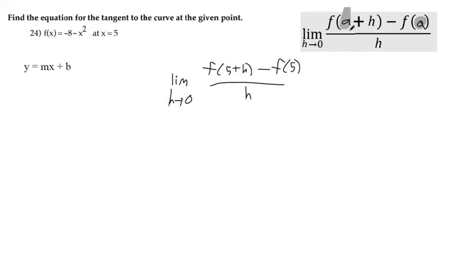Okay, so I plugged in 5 for a. This notation says plug 5 plus h in for x. So I get negative 8 minus (5 plus h) squared for this term. And I'm supposed to subtract f of 5, which just means plug 5 into the original function. 5 squared is 25. Negative 8 minus 25, that's negative 33. Look out, there's already a minus sign built into the formula, so I have to type in negative 33 here.